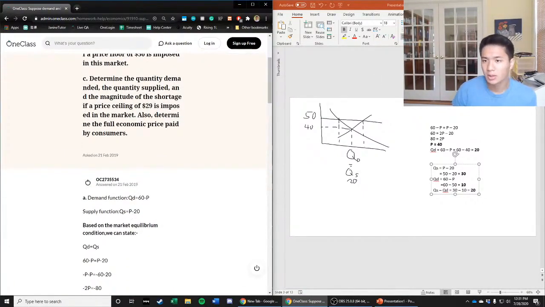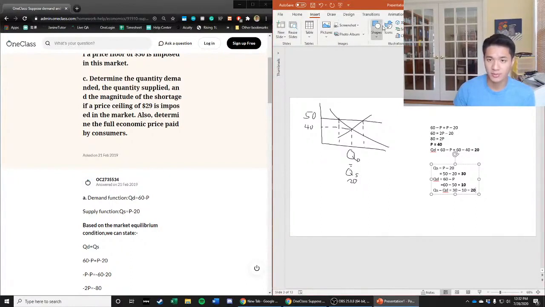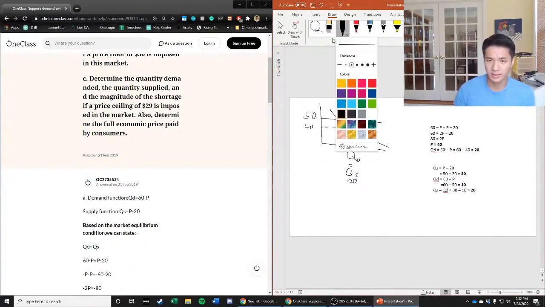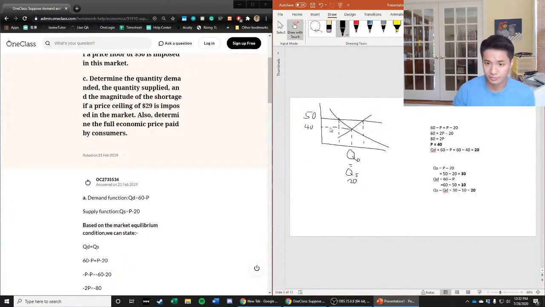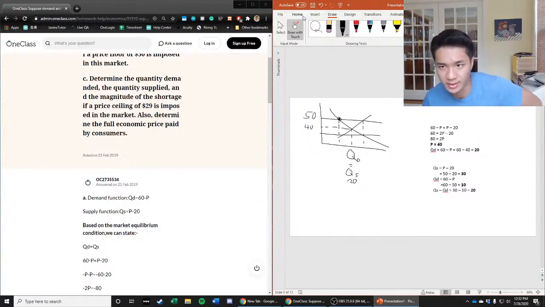And then finally, the final question is determine the quantity demanded and the quantity supplied and the magnitude of the shortage if a price ceiling of $29 is imposed. Also determine the full economic price paid by consumers. If we want to draw this out, it's again going to look something like this, where you're going to have a low quantity demanded, a high quantity supplied, and you're going to have the shortage, and then finally you're going to have this price over here, which is the price that consumers end up actually paying. So that's everything that we have to calculate, right?